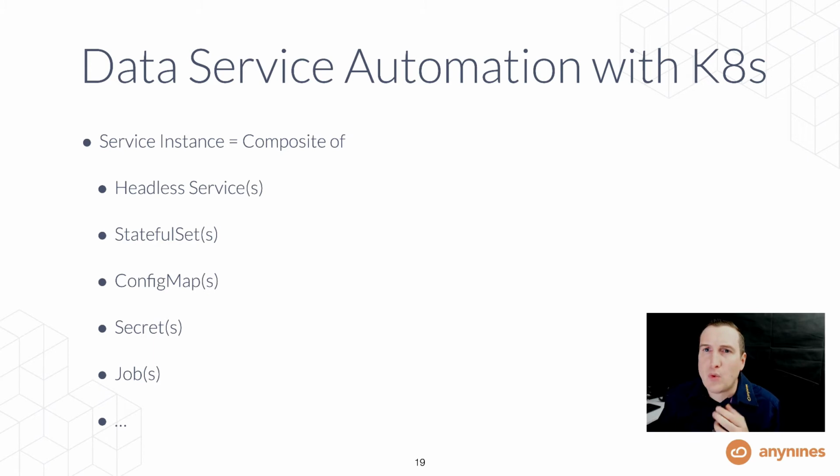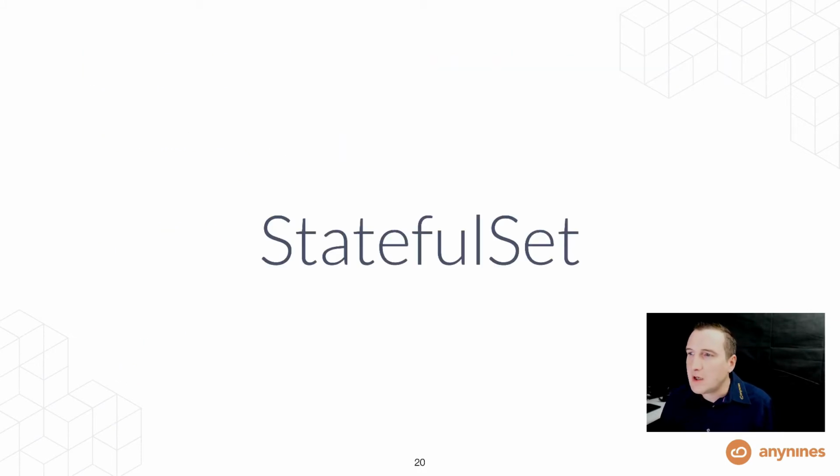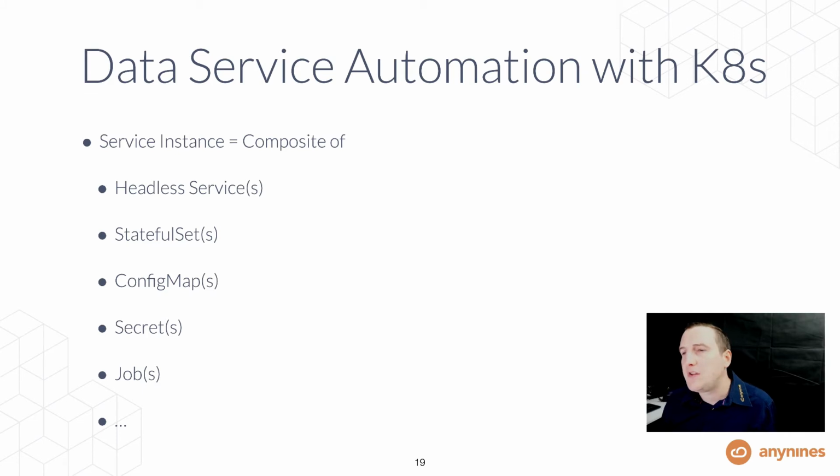And while there are several options you can possibly use, I think one of the more obvious choices would be to represent the service instance as a composite of different Kubernetes resources, including a headless service, stateful set, config maps, secrets, and jobs. So if we look into these concepts for a minute, the most important resource to understand is the stateful set. The stateful set usually comes with a headless service.